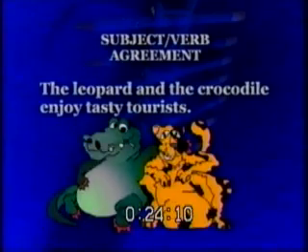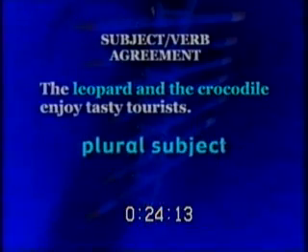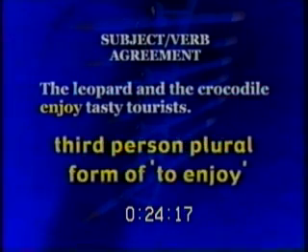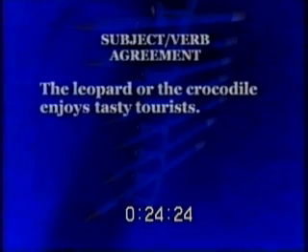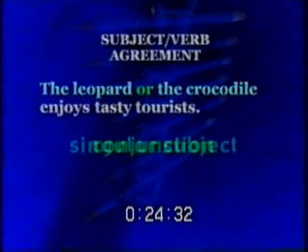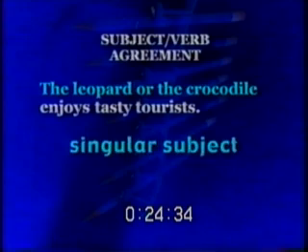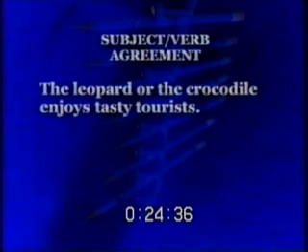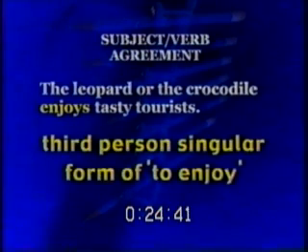Look at this sentence. The leopard and the crocodile enjoy tasty tourists. Here we have a plural subject, since it includes both a leopard and a crocodile, so we use a plural form of the verb, enjoy. Not so bad. Now suppose our sentence is, the leopard or the crocodile enjoys tasty tourists. Simply by changing our conjunction and into or, we have changed the number of our subject to singular, since either the leopard or the crocodile will enjoy the tasty tourists, but not both. That's why we need to use the verb enjoys, a singular.